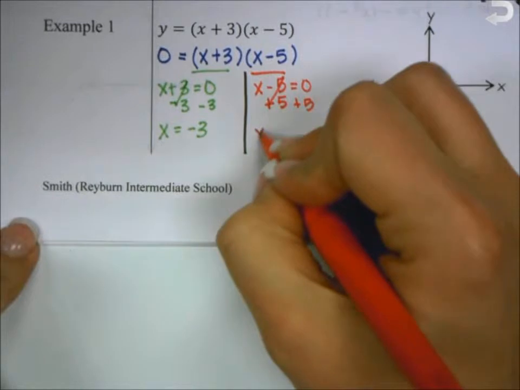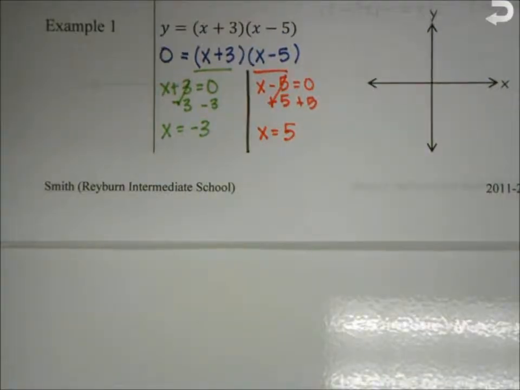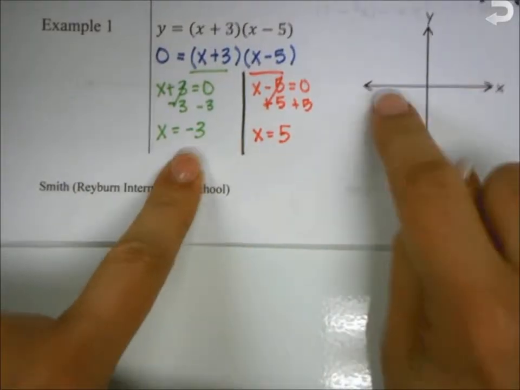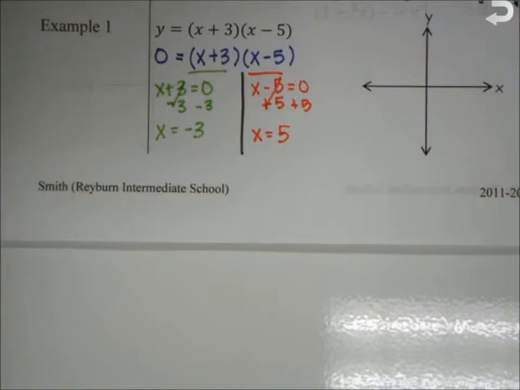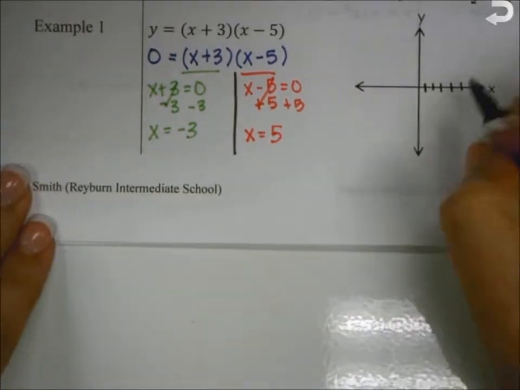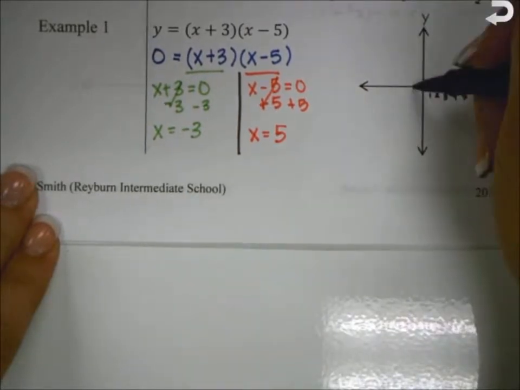So the way I'm going to graph this is these are both x-intercepts. They're going to come along the x-axis, and I need to put one of them at positive 5. So 1, 2, 3, 4, 5, and we need to make sure we label that. And 1, 2, 3, 4, 5, but those are negative.